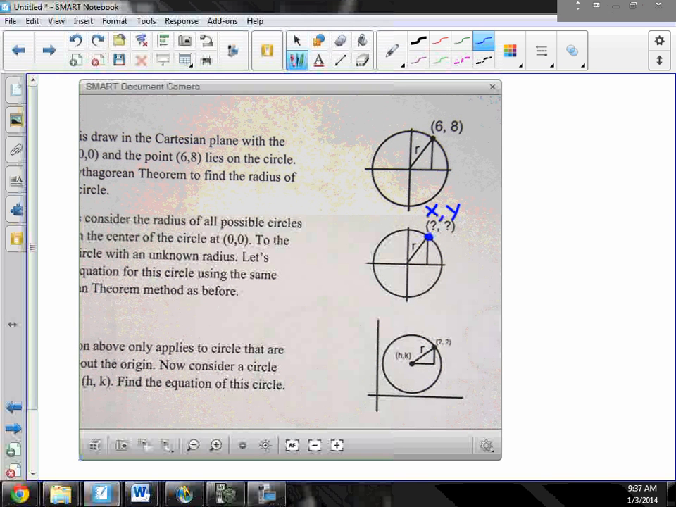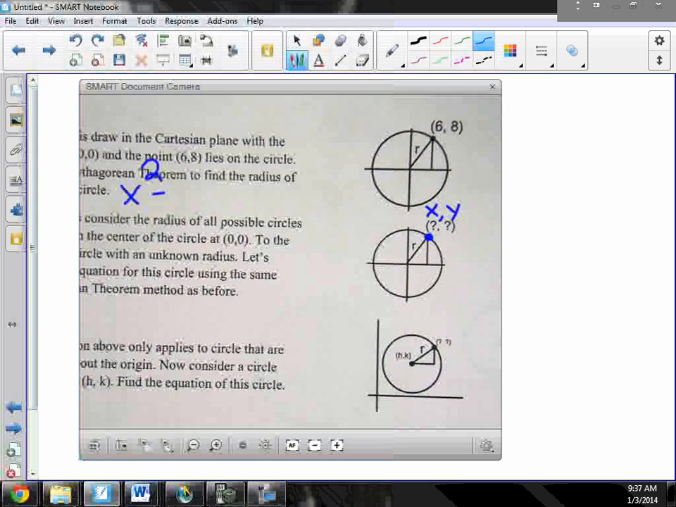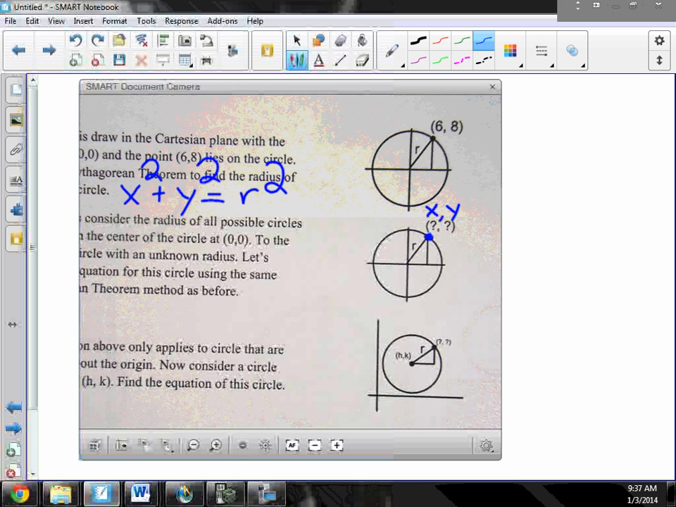Okay? So let's plug that into the Pythagorean theorem. What is the length of the bottom? X, and we're going to square that. So x squared plus y squared equals c squared, which is the same as r squared. And that's the formula for a circle, as long as it's centered at the origin. And when they're centered at the origin, it's really nice, because usually the math is super simple.